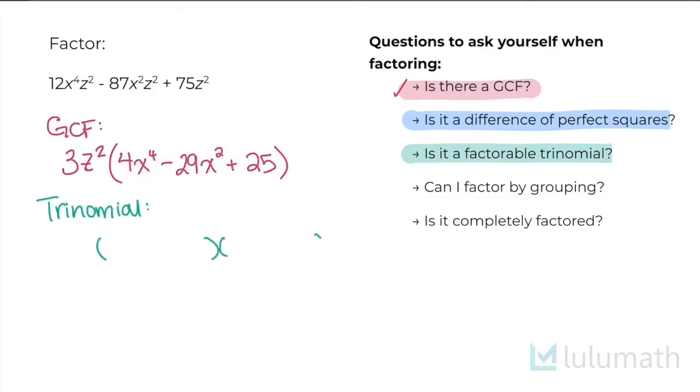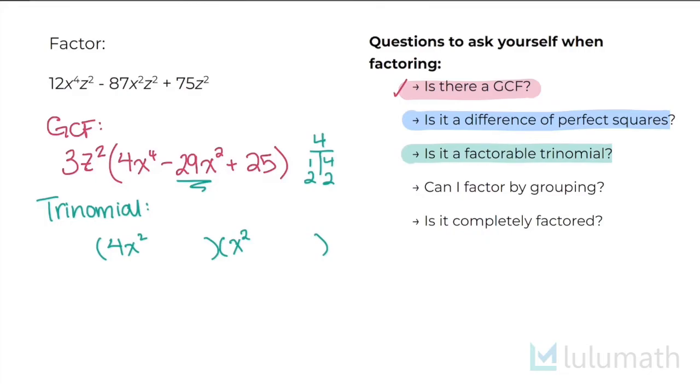So I will set up my 2 sets of brackets. And if you look here, we've got 4x to the power of 4. These 2 first terms will multiply together to give me this 4x to the power of 4. For 4, I can either use 1 and 4 or I can use 2 and 2. I'll try 1 and 4. So I'll put 4 here and 1 here, and I'll use x squared because this second term that we have here is going to tell us that the outer and the inner are going to combine together to give us that x squared. Now I don't need the 1 here, so I'm just going to keep it as just x squared.